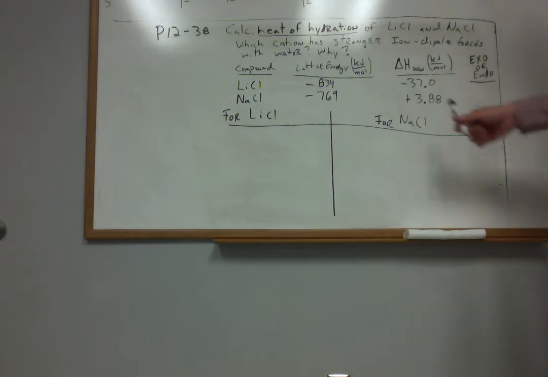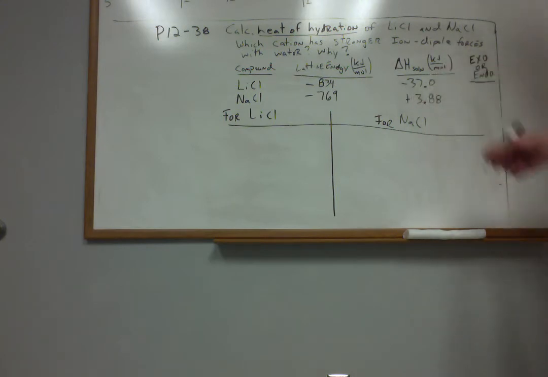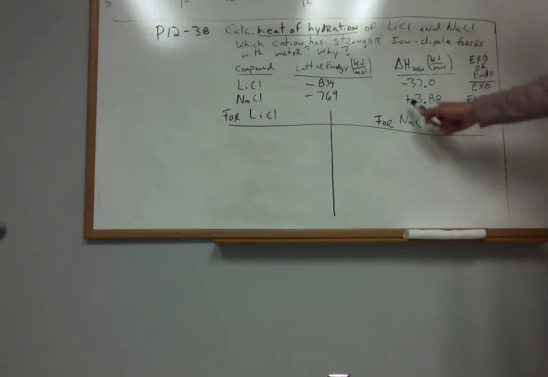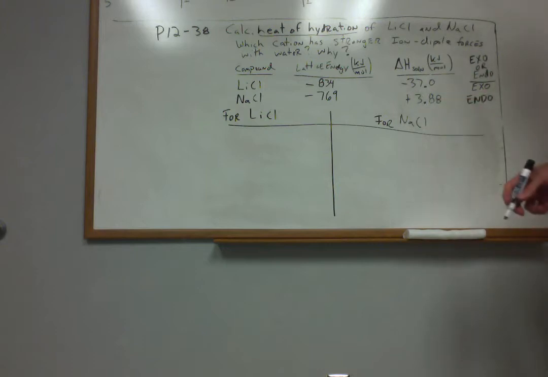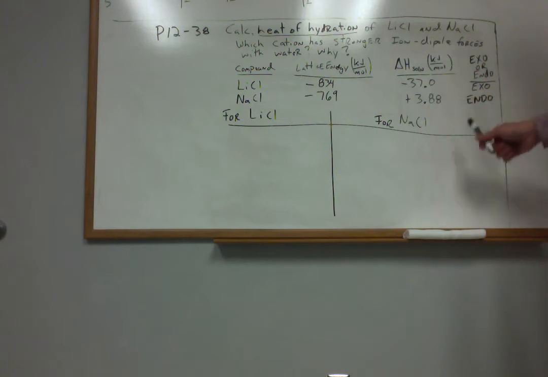Okay, now looking at the sign on the first one, the lithium chloride, it's a negative 37 kilojoules per mole. The fact that it's a negative value corresponds to an exothermic dissolution process. The second one, though, is endothermic by virtue of the positive sign. So this beaker is endothermic. This beaker would get cold for this endothermic system.